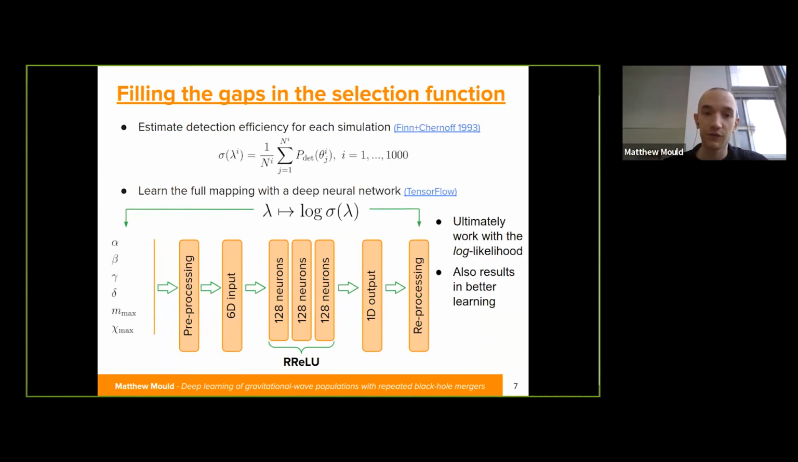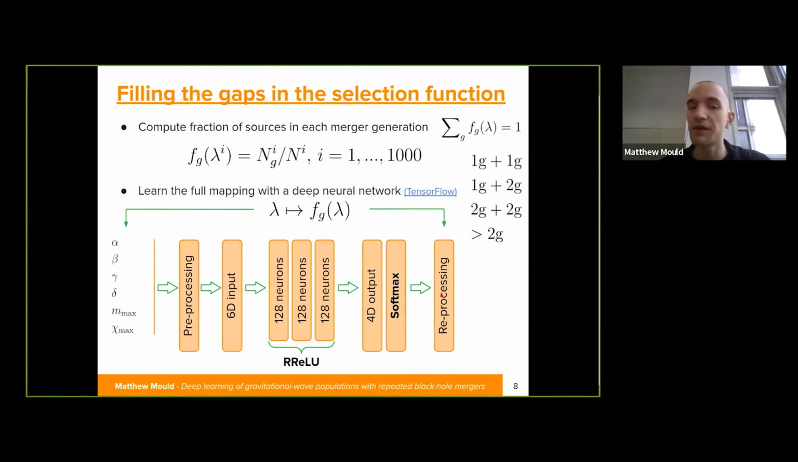Now, another ingredient which we just heard about in the last talk, which you crucially need to account for in population inference, is the selection function. So for each merger in each of our simulations, we estimate the detection probability with a semi-analytic approximation, and then we compute the values of the selection function for each simulation. So we then use a deep neural network to learn this function continuously across the parameter space. And this is a much smaller network because it's only a function of the 6 population level parameters, and there's only 1,000 training points.